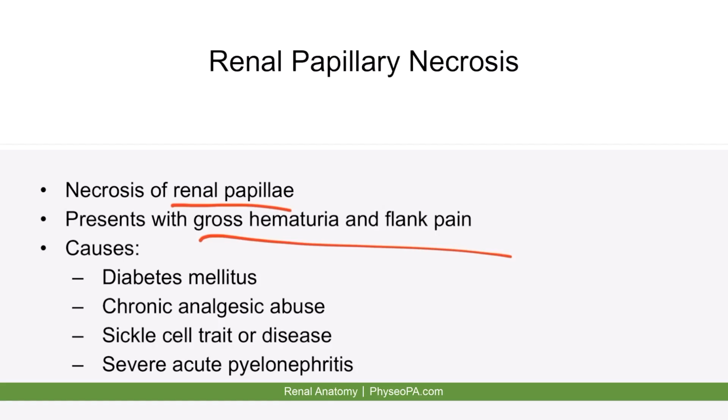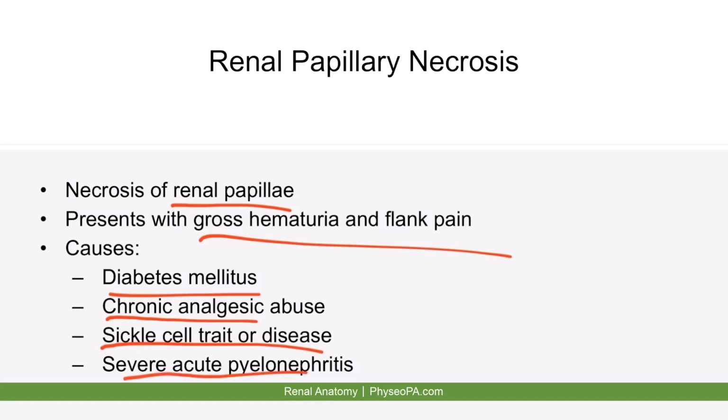Causes of ischemia and necrosis of the renal papillae include diabetes mellitus, chronic analgesic abuse, sickle cell trait or disease, and severe acute pyelonephritis. Now, diabetes mellitus can lead to hyaline arteriosclerosis, which narrows the blood vessels leading to ischemia. Chronic analgesic abuse causes ischemia by inhibiting prostaglandin release, which causes vasoconstriction. And then sickle cell disease, or trait, causes sickled RBCs to obstruct the small vessels of the kidney, which predispose those vessels to ischemia.